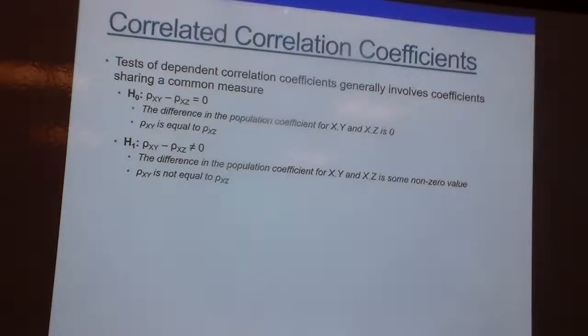Okay, so I've got 3 variables. I've got my PTSD variable, I've got positive affect, and I've got negative affect, or anxious arousal, right? And so what I want to know is whether the relation between PTSD and anxious arousal is stronger than the relation between PTSD and positive affect, okay? Now, why are we calling these correlated correlation coefficients?